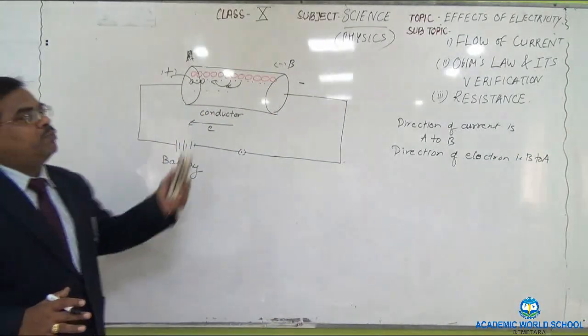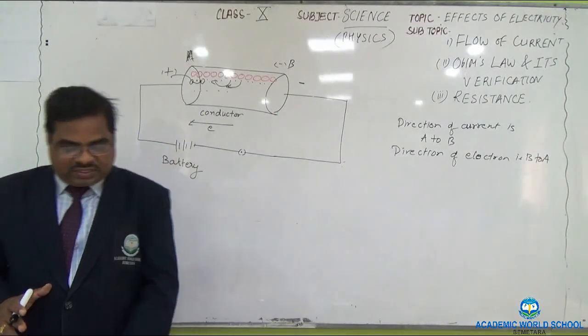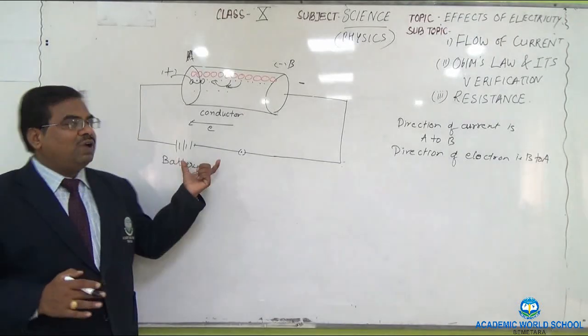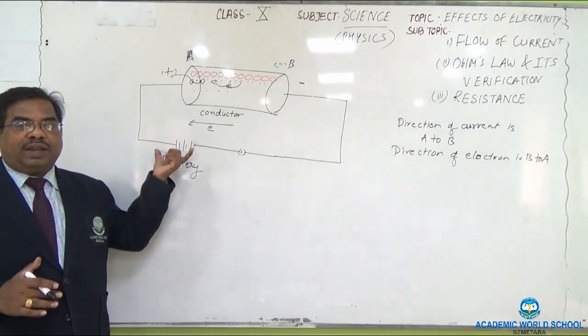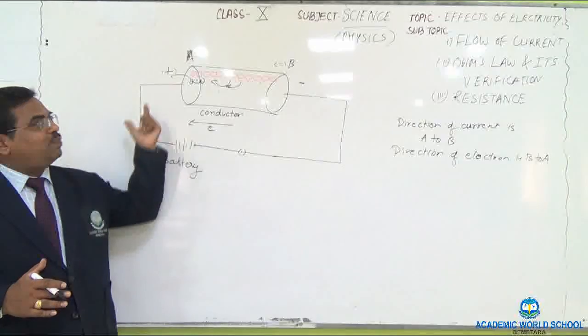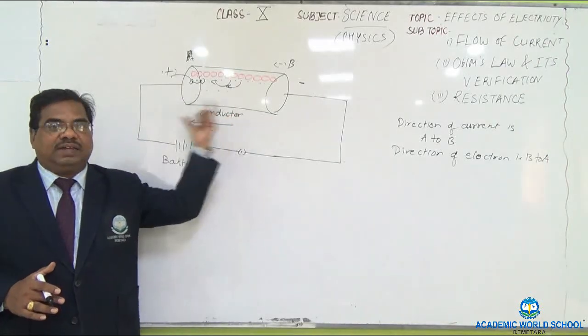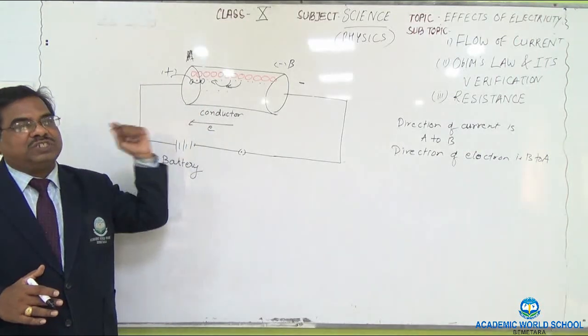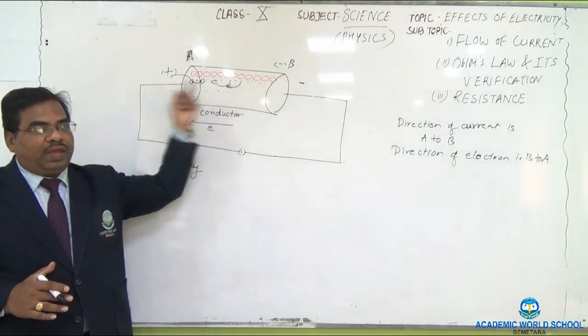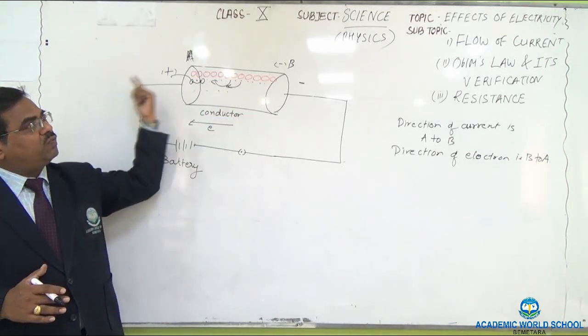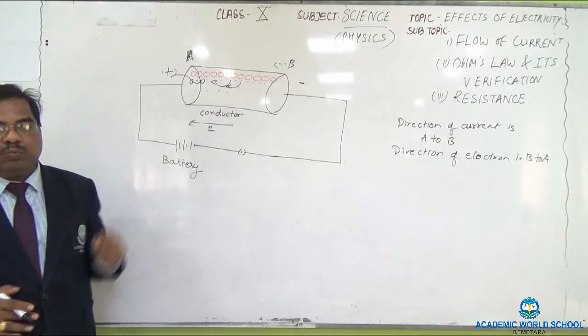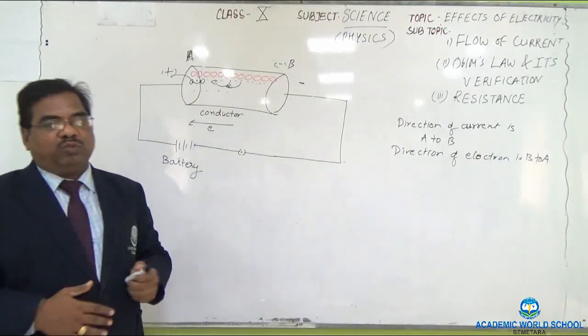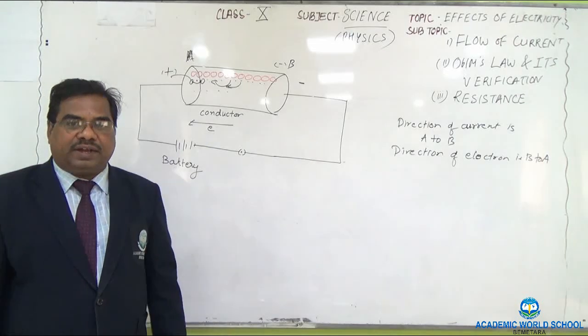So the mechanism of flow of current is like this: when you connect a battery, the battery will apply a potential difference at the ends, and therefore the electrons will switch from B to A, and in this way the current will flow in direction A to B. I hope it is clear how the current is formed in any conductor.